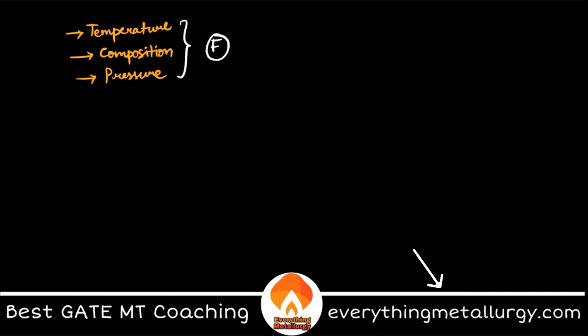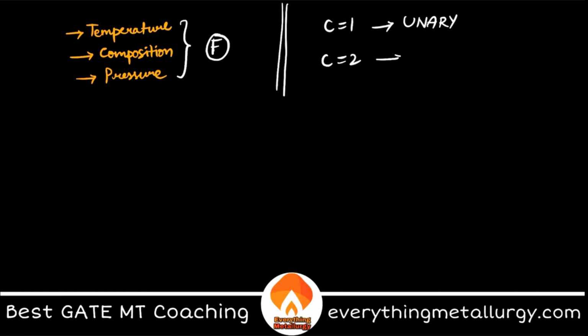Okay. These are the three possible degrees of freedom. We'll come back to this again, but we just saw that the number of components are also different, right? If C equal to 1, we call it a unary system. If C equal to 2, we call it a binary system. If C equal to 3, we call it a tertiary system.